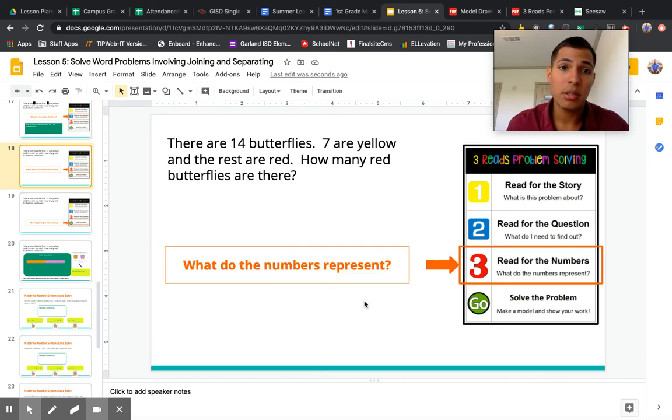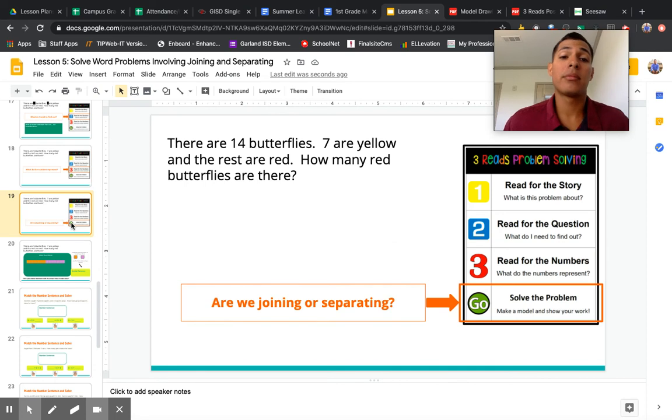Now we got some numbers. What do our numbers represent? 14, like I said, is our whole. This is our whole number, telling us our total number of butterflies. 7 are yellow, so that's a part. We know 7 of our 14 butterflies are yellow. And how many red butterflies are there? Are we joining or are we separating? What do we think we're doing?